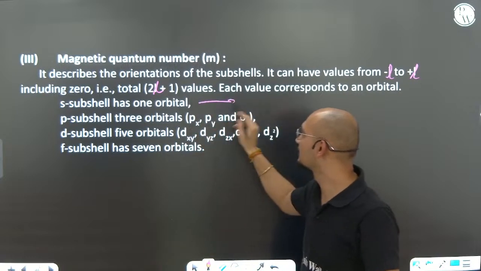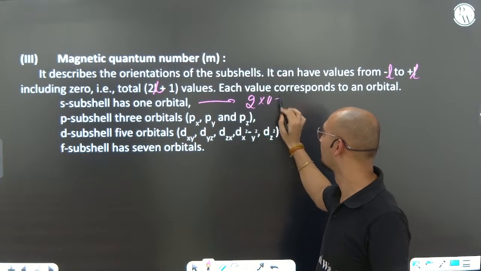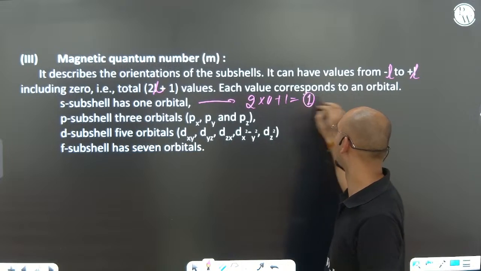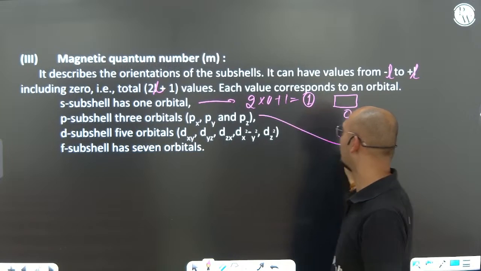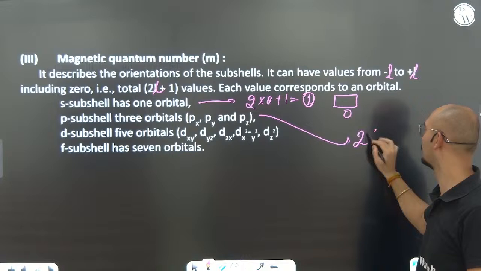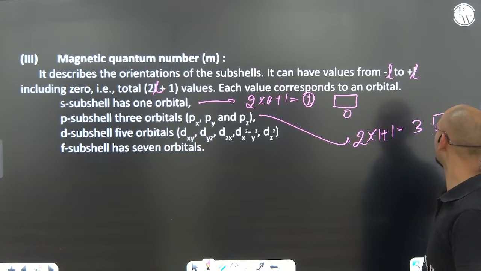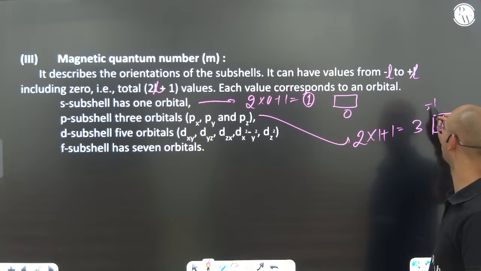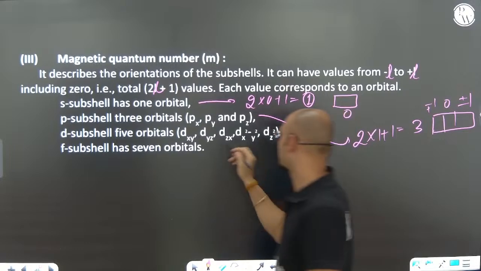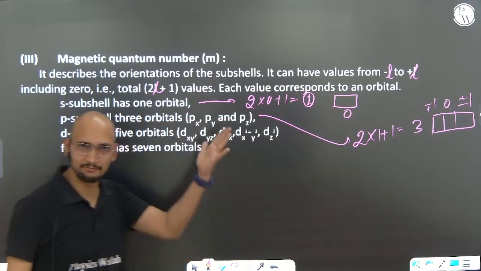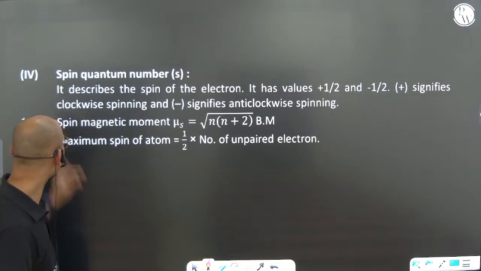For the s subshell, 2 into 0 plus 1. How many values will there be? 1, and what is the value? 0. For p, it will be 2 into 1 plus 1. How much is it? 3. So it gives minus 1, 0, plus 1, in any order. Next, for d, I hope you understand it, 5. For f, 7.